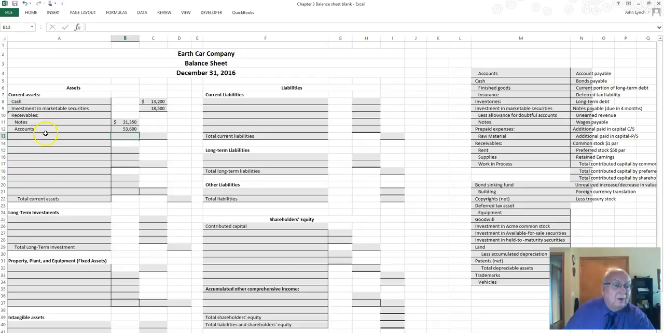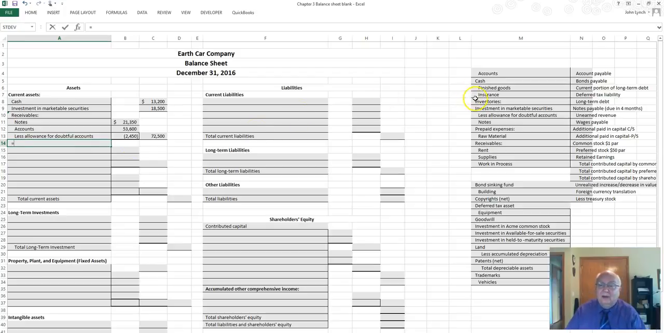Then we have the less allowance for doubtful accounts, which I put in there, and that's going to be another $24.50. Okay, so this is just the summation of these three numbers here. That's part of it. Now those are just the receivables. There are other receivables you could have in there too. You have interest receivables and that type of thing.